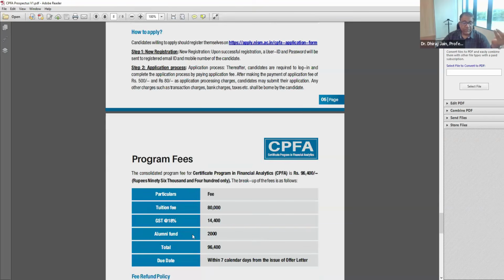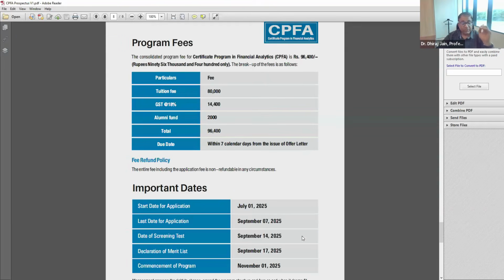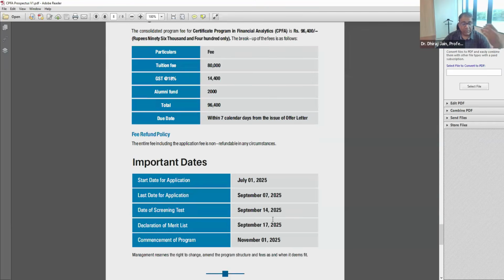Now, as far as the fees part is concerned, the tuition fees is 80,000, plus GST, etc. The total combined fees for the program is 96,400, which you'll have to pay within 7 calendar days of the offer letter.